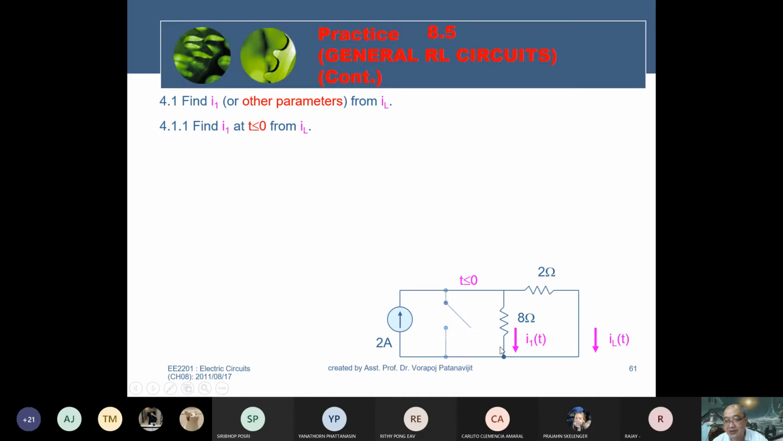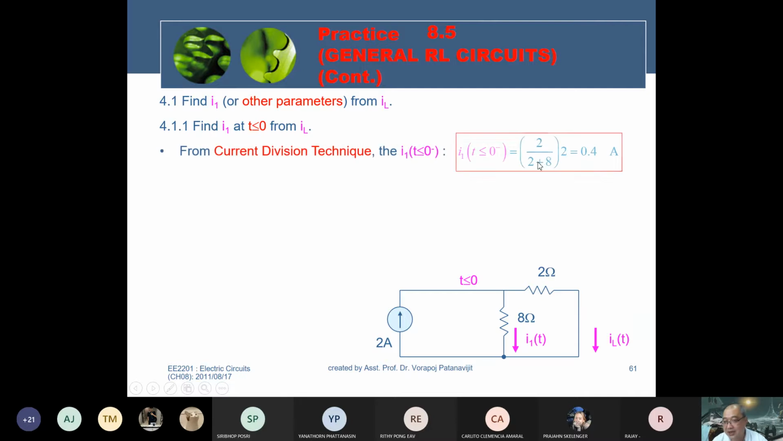Now, the 2 amp current flows in this point and splits, right? Previously we concentrated on IL, but now we concentrate on I1, the current flowing in the 6 ohm. You can determine I1 by applying the current divider technique. I1 equals 2 amp, multiplied by the resistance in the other branch, 2 ohm, and divided by the sum of all, 2 plus 8. In this case, I1 equals 0.4 amp.